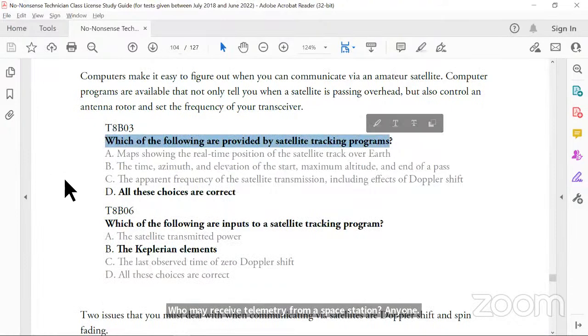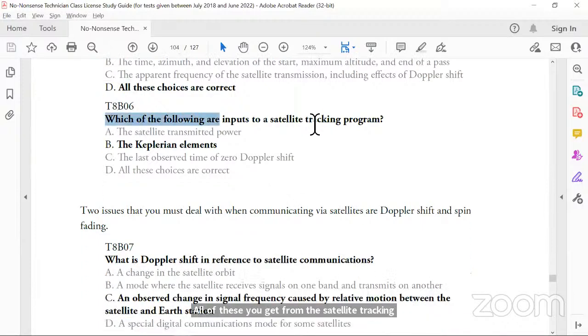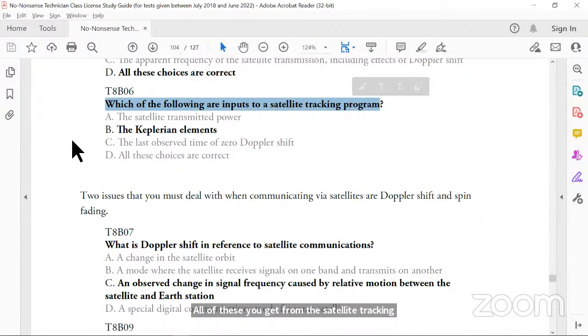Which of the following are provided by satellite tracking programs or software? Well, you get maps showing the real-time position of a satellite track over Earth. You get the time, the azimuth, and the elevation of the start, maximum altitude, and the end of a pass. You also get the apparent frequency of the satellite transmission, including effects of Doppler shift. All of these you get from the satellite tracking software. Which of the following are inputs to a satellite tracking program? Well, we said it must have the Keplerian elements.